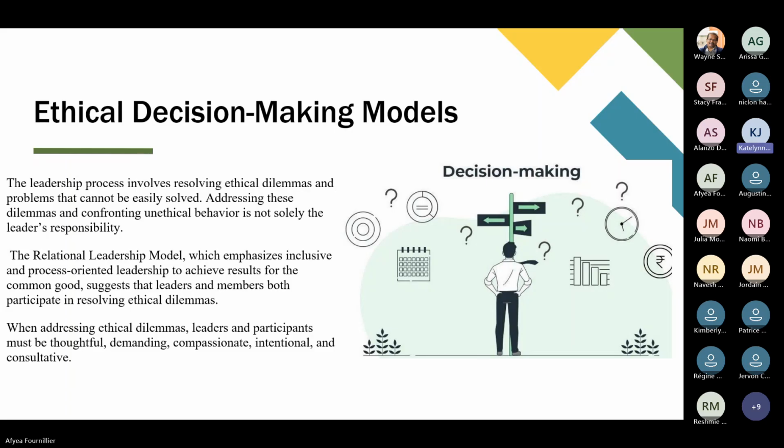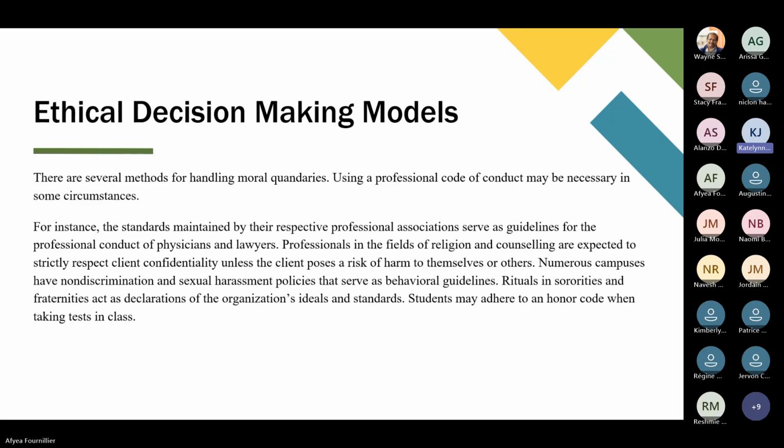On the next slide, there are several methods for handling moral quandaries. Using a professional code of conduct may be necessary in some circumstances. For instance, the standards maintained by their respective professional associations serve as guidelines for the professional conduct of physicians and lawyers. Professionals in the fields of religion and counseling are expected to strictly respect client confidentiality unless the client poses a risk of harm to themselves or others.